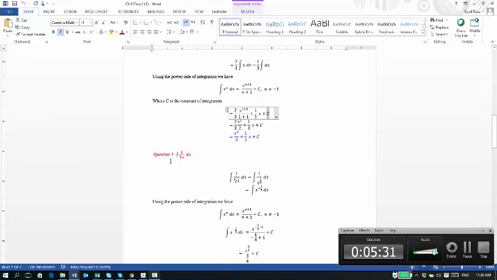Now here we have an integration question, right? But this time the x is in the bottom. So what I'm going to do, I know that this is the power of how much? 1 upon 4th, right?